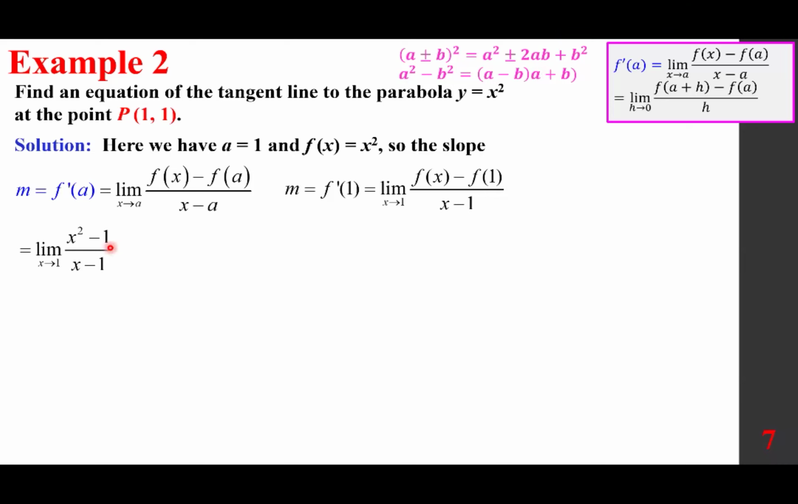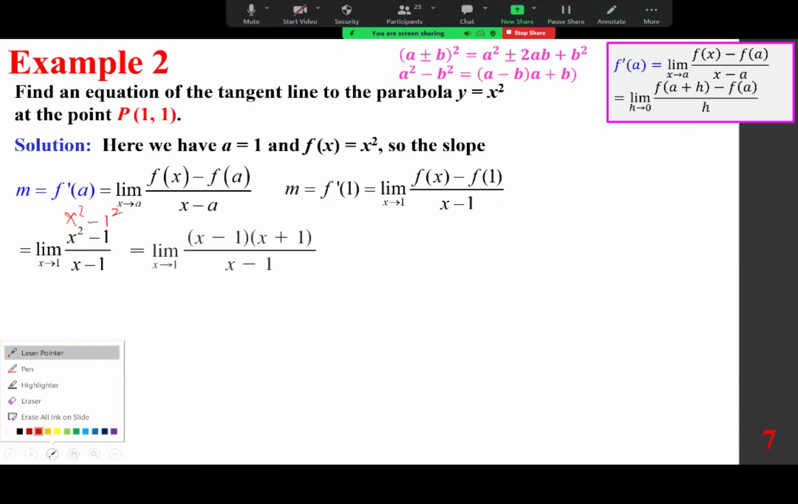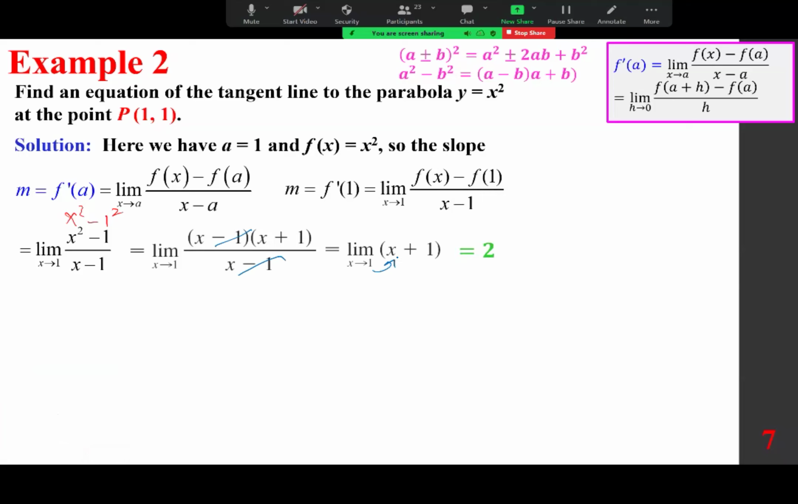So x squared minus 1, and by the way, you can say x squared minus 1 squared, because 1 squared, 1 cubed, that's the same thing. So therefore, we are going to use this one. We get x minus 1, x plus 1. Common factor of x minus 1 drops. Replace the x and you get through. This is your slope. Slope of what? Slope of a tangent line.